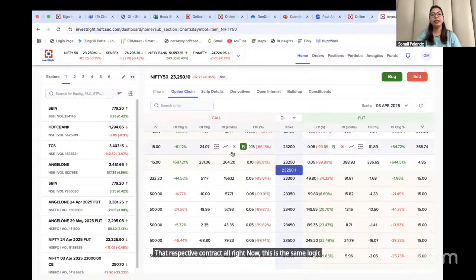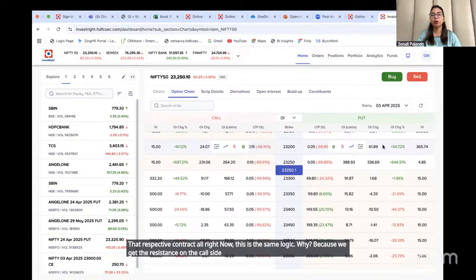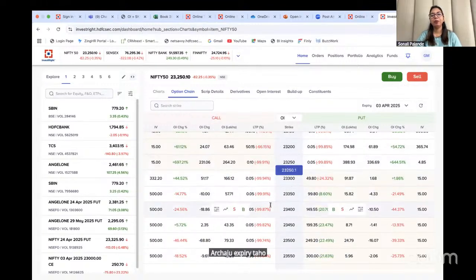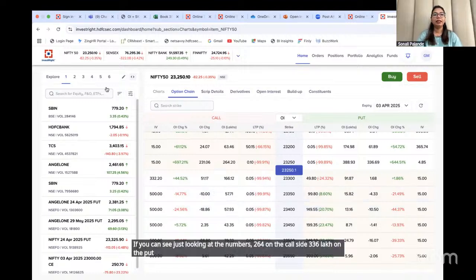Now this is the same logic. Why? Because we always get the resistance on the call side, and we get the support on the put side, because these are bullish people and these are bearish people. All right, today's expiry was so tricky. If you can see, just looking at the numbers, 264 lakh on the call side, 336 lakh on the put side, and it expired right on 23,250. So it was like a tug of war at this particular strike, 23,250.